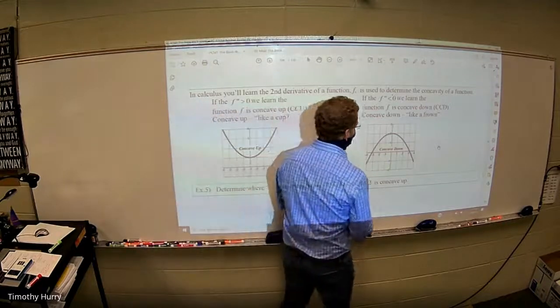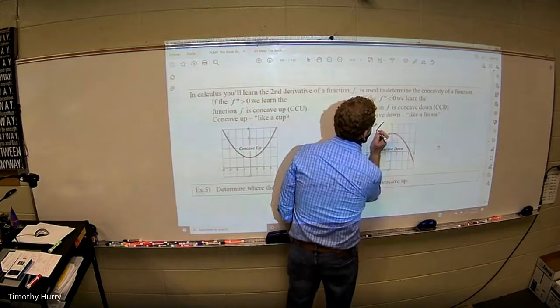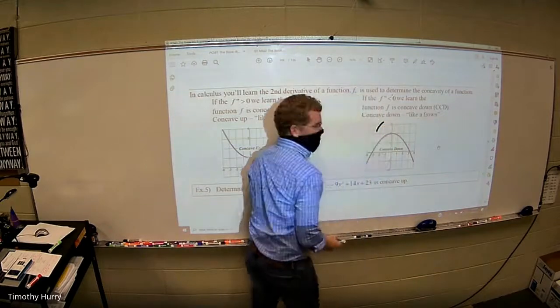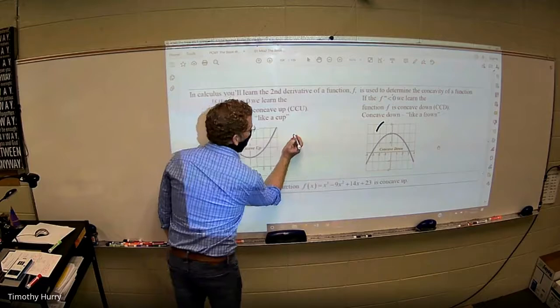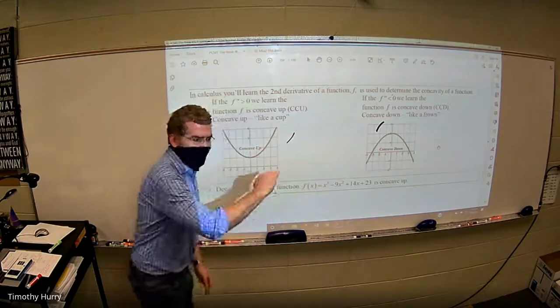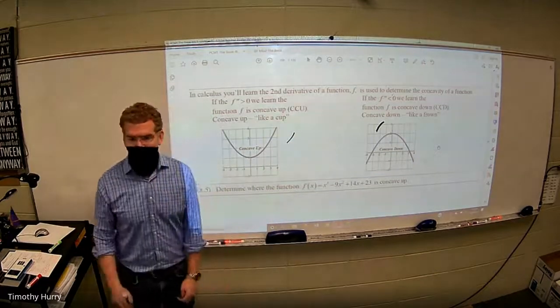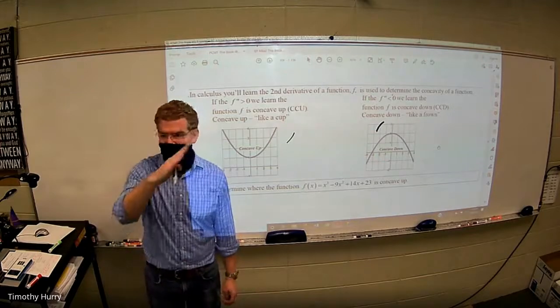But the point is, it doesn't have to be completely like this to be concave down. It could just be like a small section. Like that could be a concave down situation. A concave up could be just that. It doesn't have to be able to hold water, okay? But a line is neither concave down nor concave up.